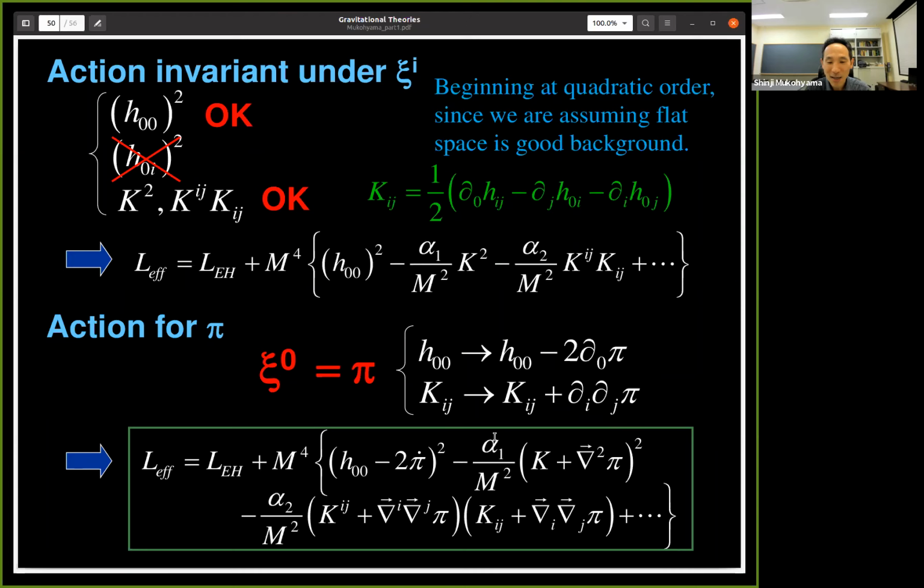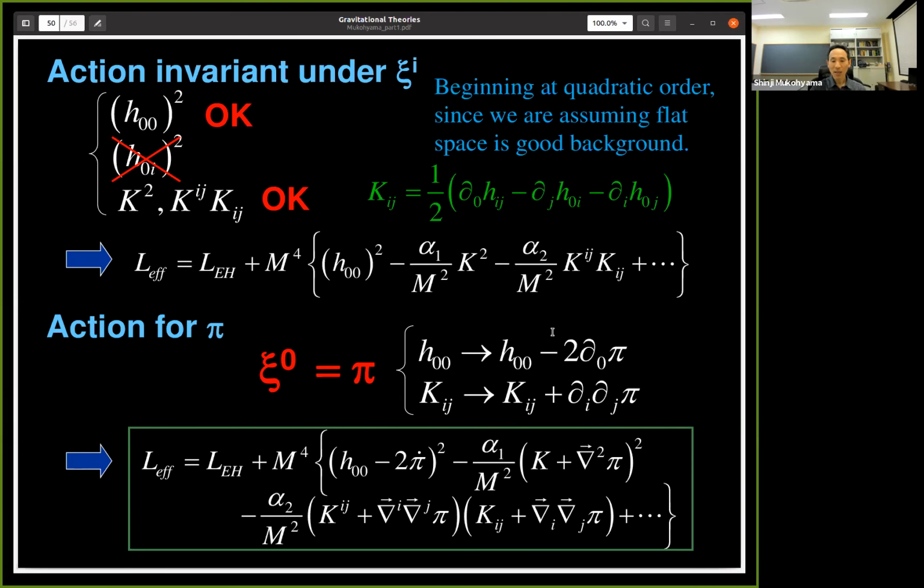Of course, the value of coefficient alpha 1 may be different, alpha 2 may be different, and m may be different, but the structure is the same. By the way, by plugging this in here, we don't get anything. We have the same Einstein reduction because Einstein reduction is invariant under 4D diffeo, invariant by this.